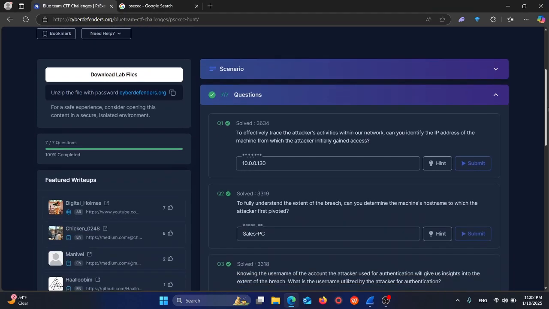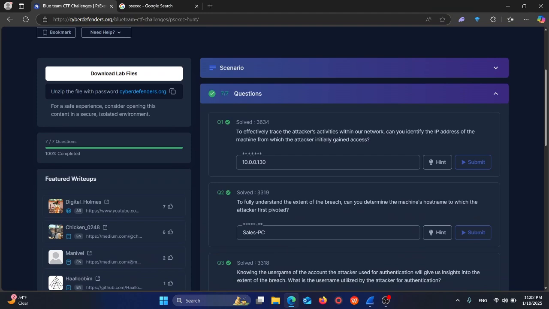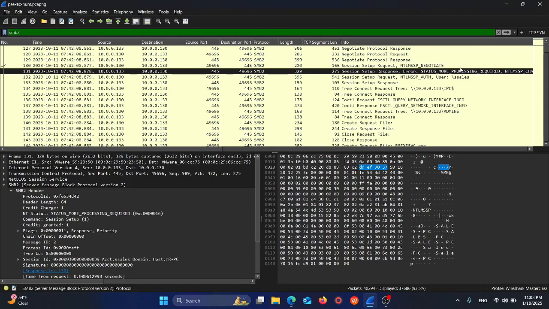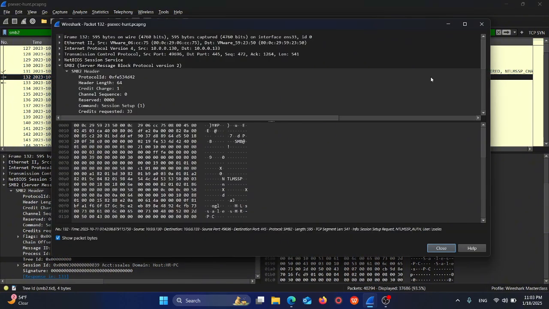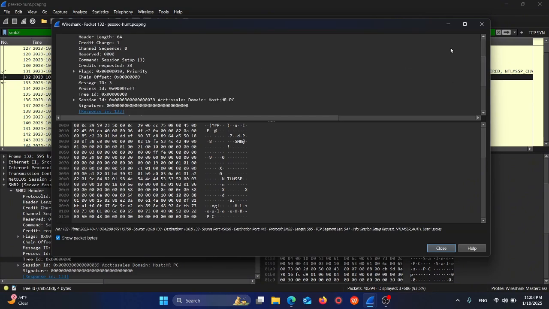Question number three: knowing the username of the account the attacker used for authentication will give us insights into the extent of the breach. What's the username utilized by the attacker for authentication? As we have seen, the username that has been used to compromise this host, used for authentication, is here, SSCells. This is the username that has been utilized. We can check here.